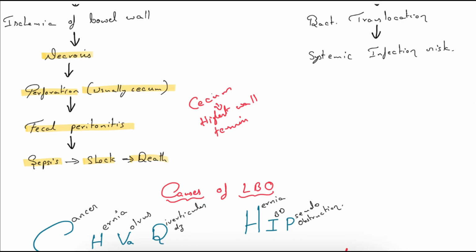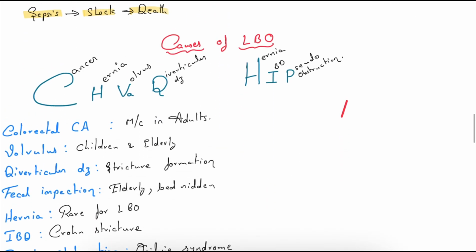In clinical correlation, a distal obstruction causes severe proximal distension, and we look at the cecum. If the cecum is greater than 12 centimeters in diameter, the patient is at risk of perforation. Okay, next are the causes of large bowel obstruction.